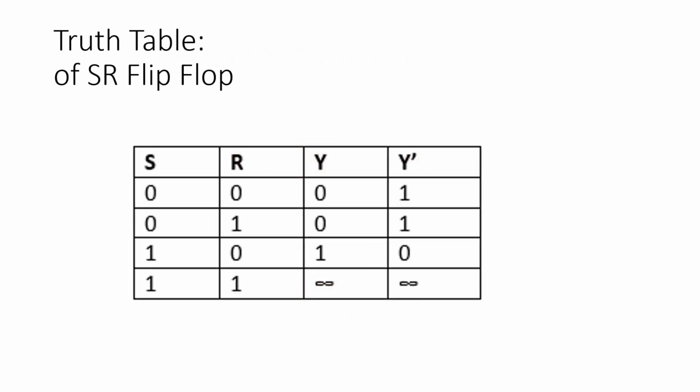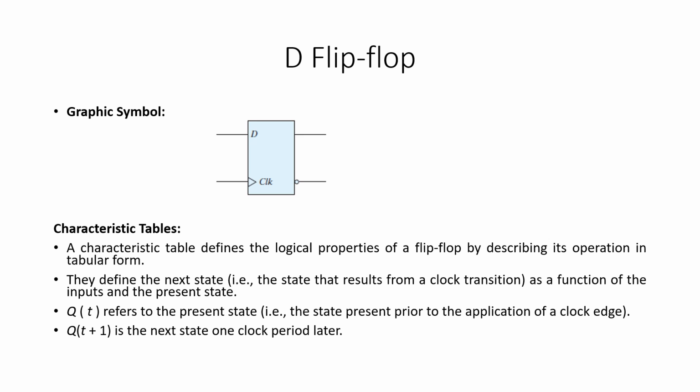This is the truth table of the SR flip-flop. If I give the input 0 0, the output will be 0 and the inverse is fed back as 1. If I give the input 0 1, the output will be 1. If I give the input 1 1, the output will be undefined.